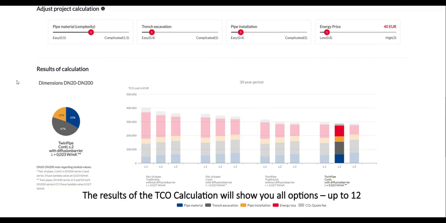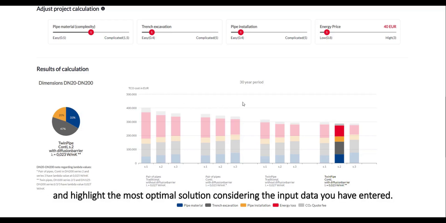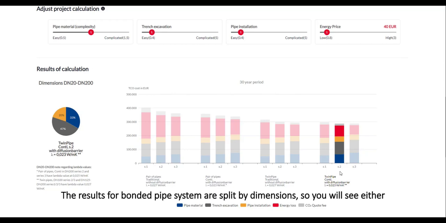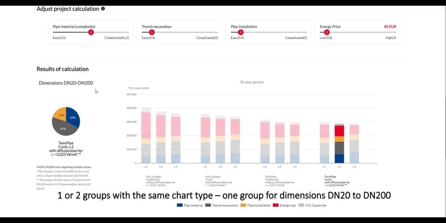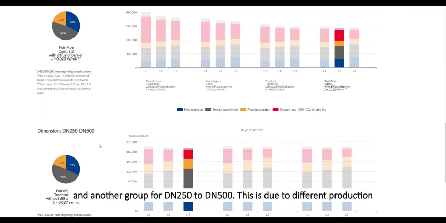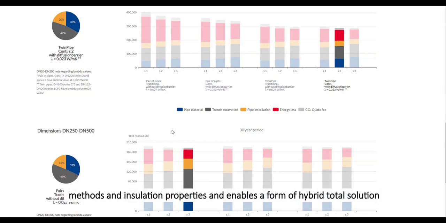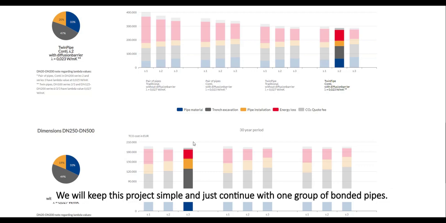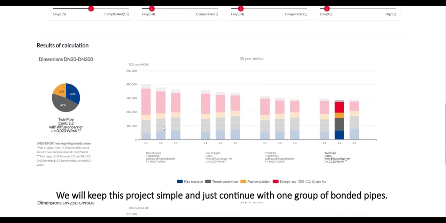The results of the TCO calculation will show you all options, up to 12, and highlight the most optimal solution considering the input data you have entered. The results for bonded pipe system are split by dimensions, so you will see either one or two groups with the same chart type, one group for dimensions DN20 to DN200 and another group for DN250 to DN500. This is due to different production methods and insulation properties and enables a form of hybrid total solution to get the most optimal calculation. We will keep this project simple and just continue with one group of bonded pipes.